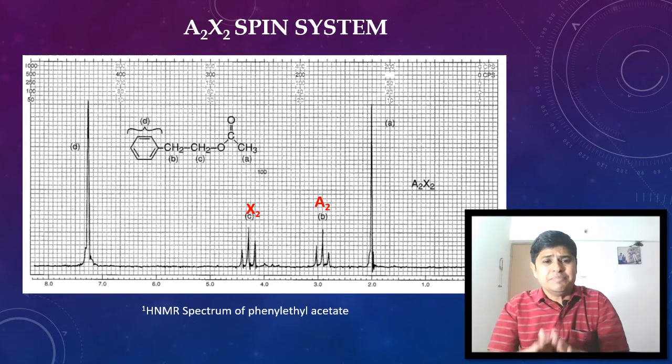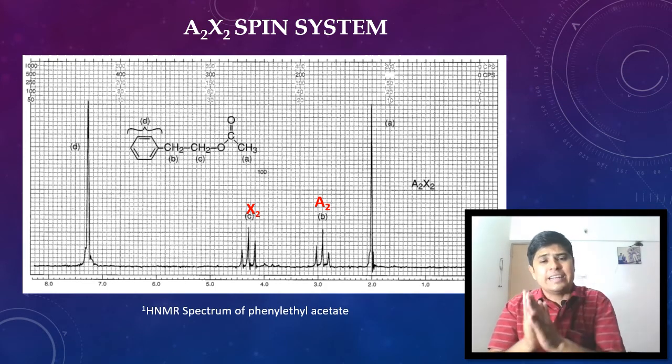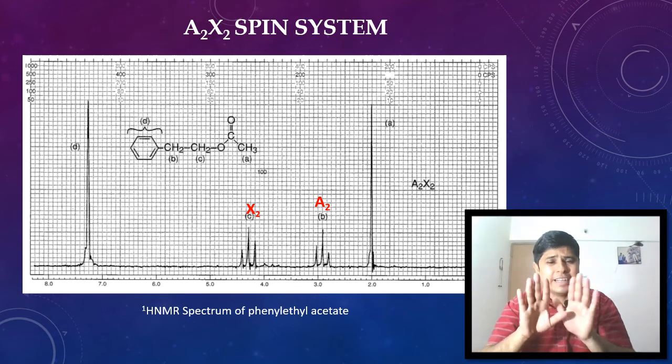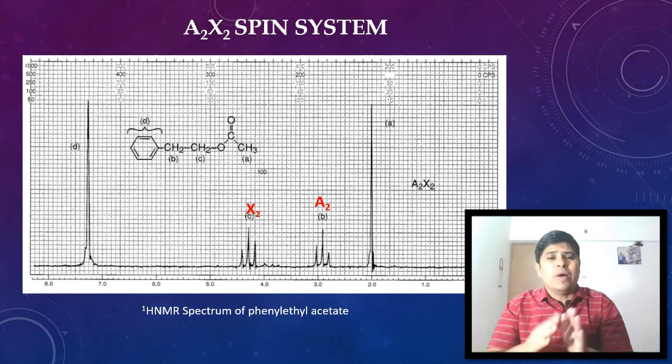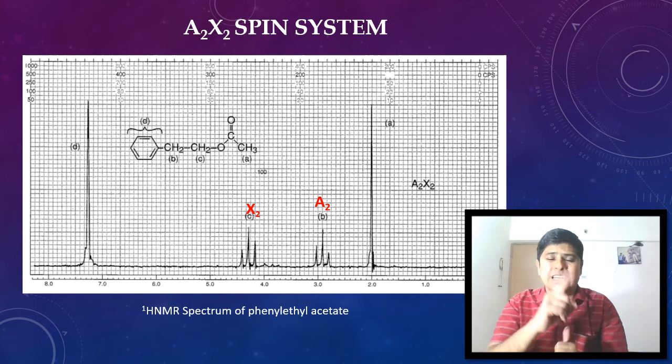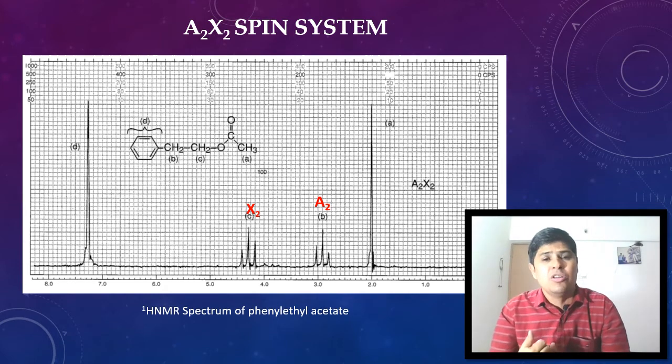And in the A2X2 spin system, letter A and letter X are widely spaced in the alphabet. On that basis, these two triplets are also widely separated in the 1H NMR spectrum. On that basis, we designate this spin system as an A2X2 spin system. If we have only one proton in each group, then the spin system may be an AX spin system.